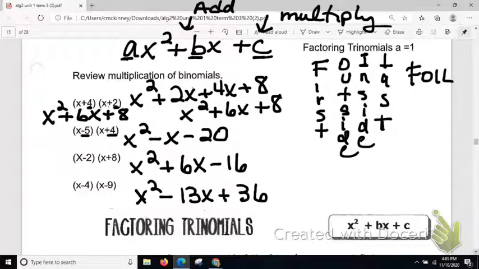Ready? Okay. So again, we're going to look for what multiplies to be the last number, the constant, and adds up to be the middle.